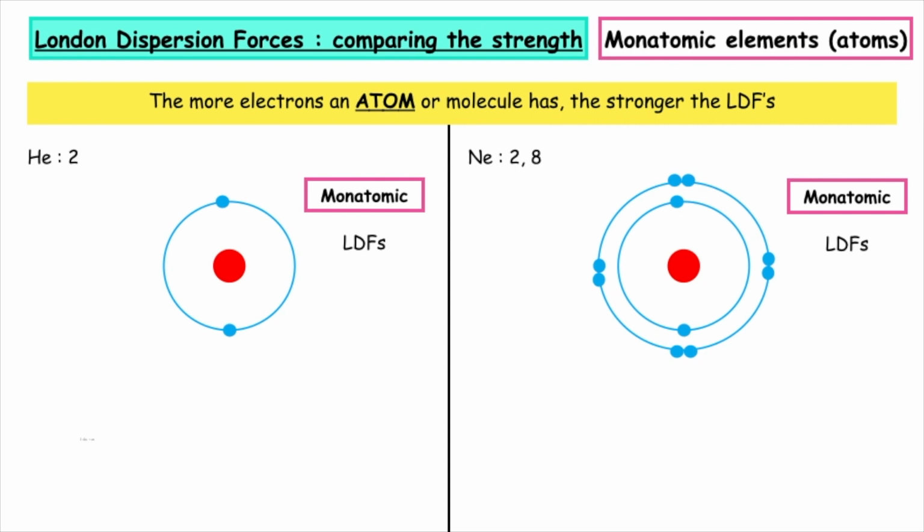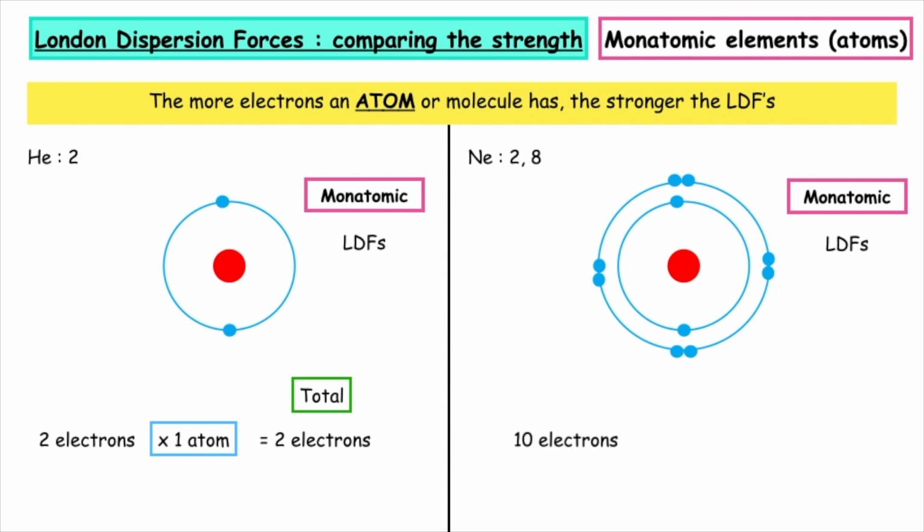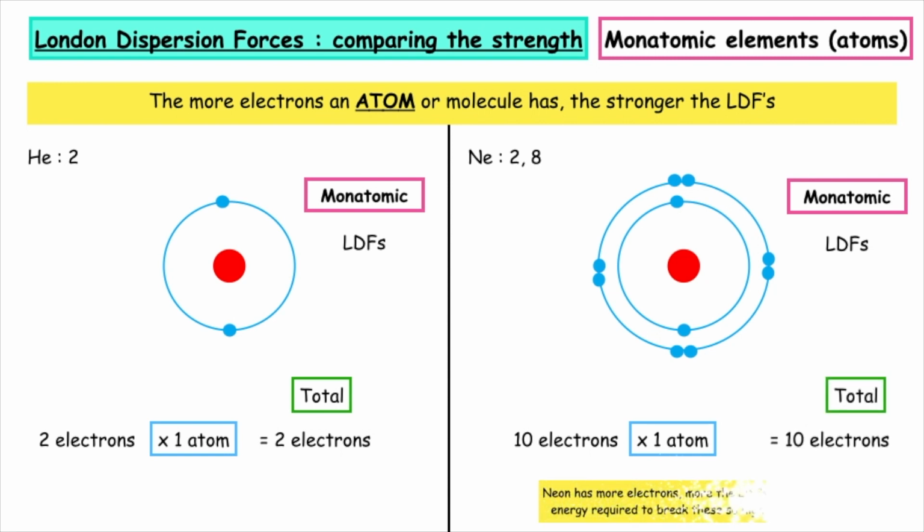We can see from the diagrams, however, that helium only has 2 electrons times 1 atom, and therefore has a total of 2 electrons, whereas neon has 10 electrons per single atom and has a total of 10 electrons. Because neon has more electrons, it's going to have stronger London dispersion forces, therefore more energy required to break these, so therefore it will have a higher boiling point.